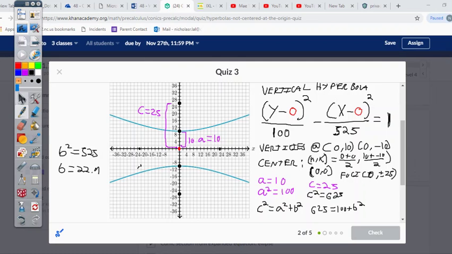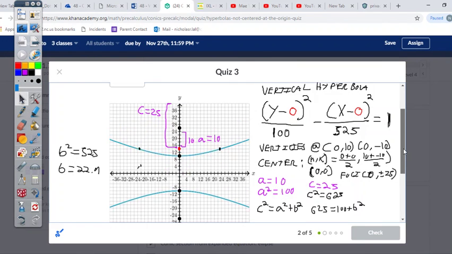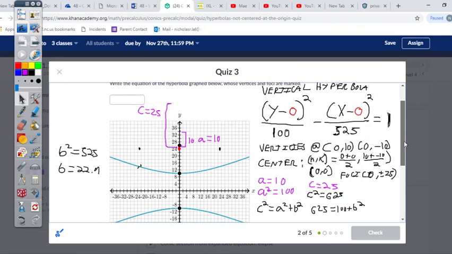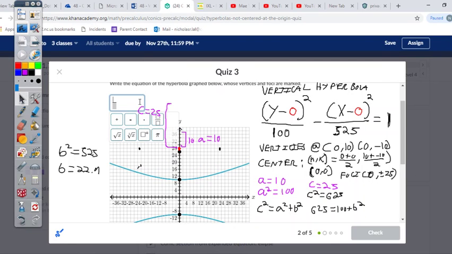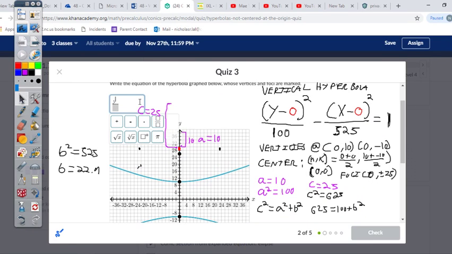So we've done all our work. Now it's just a matter of typing it in. It's going to simplify to y squared over 100 minus x squared over 525 is going to be equal to 1.